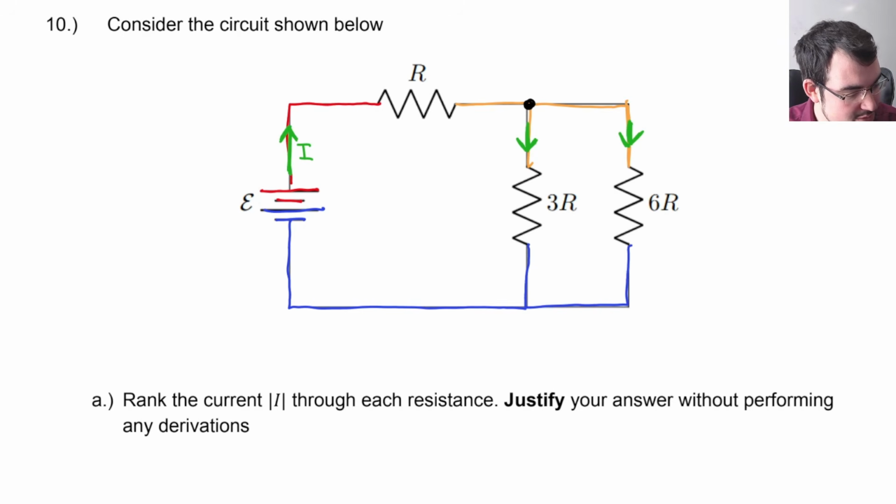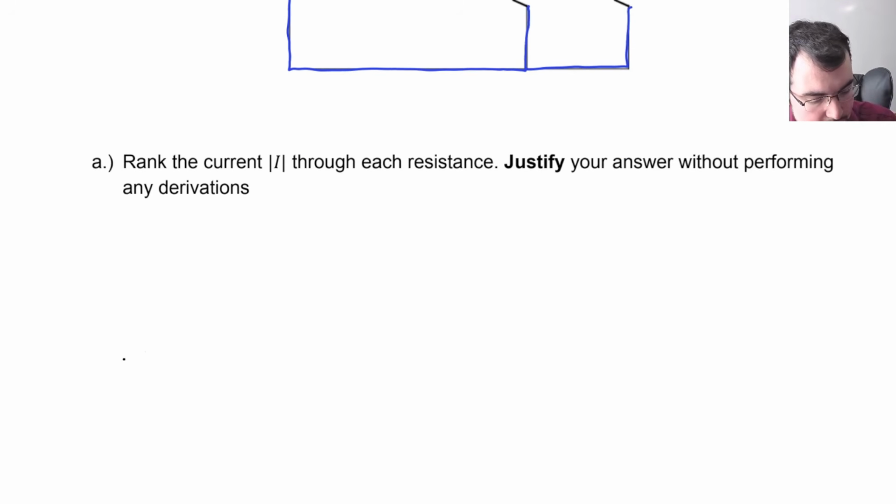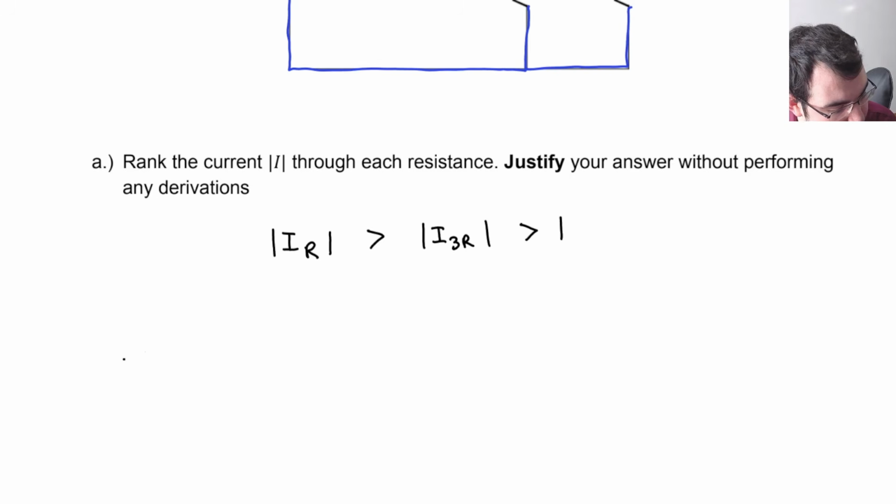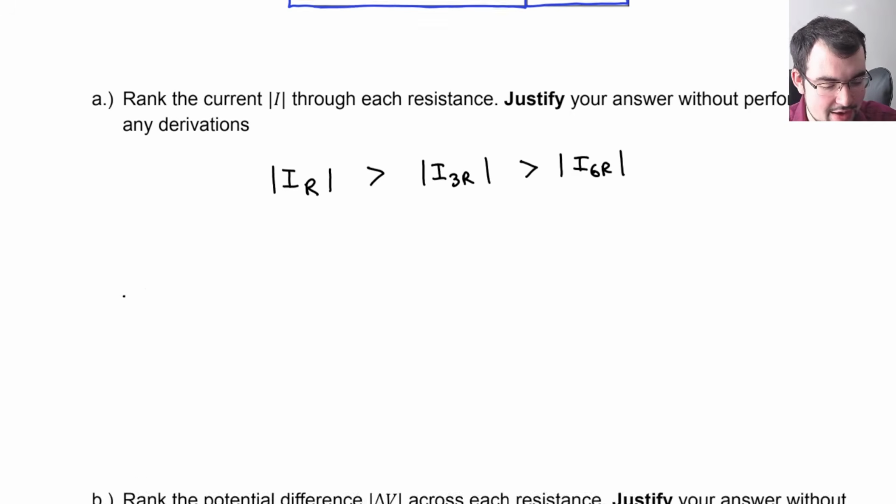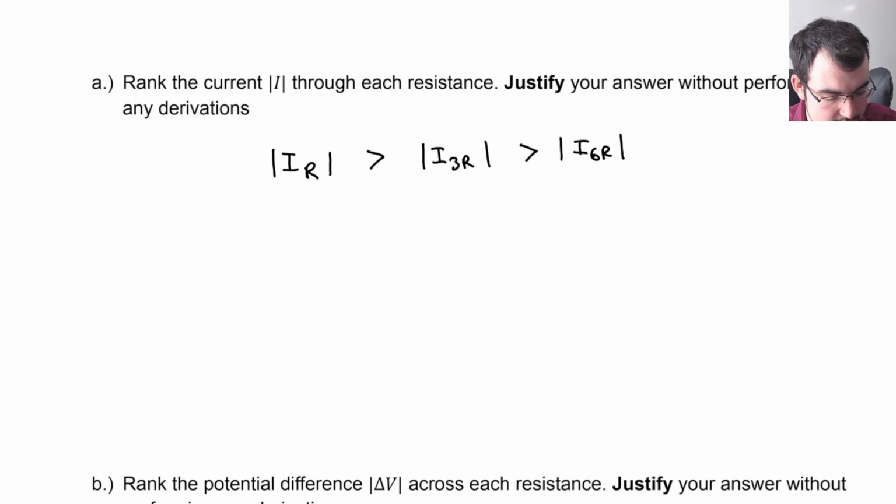So again, the thing that must be the same through the other 2 resistors is IR. So if you have a bigger R, you must have less I in order to compensate. So we can say that our ranking is I is greatest through the 1R, then the current splits, and there's more of the current in the 3R versus the 6R. And we can also figure out exactly how that splits into ratios.